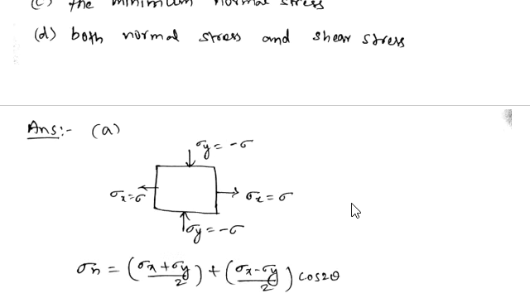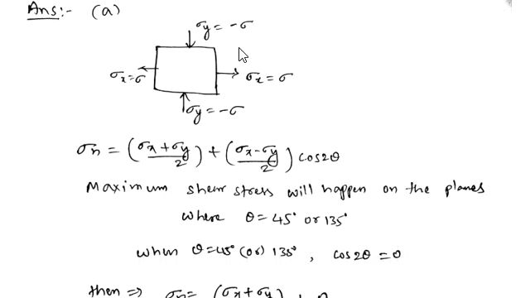So in that case, you can write the normal stress on any oblique plane as sigma X plus sigma Y by 2 plus sigma X minus sigma Y by 2 cos 2 theta. And in this case, when the element is subjected to only two normal stresses, the maximum shear stress will happen on the planes where theta is 45 and 135 degrees. But when theta is 45 and 135 degrees, cos 2 theta will be 0.